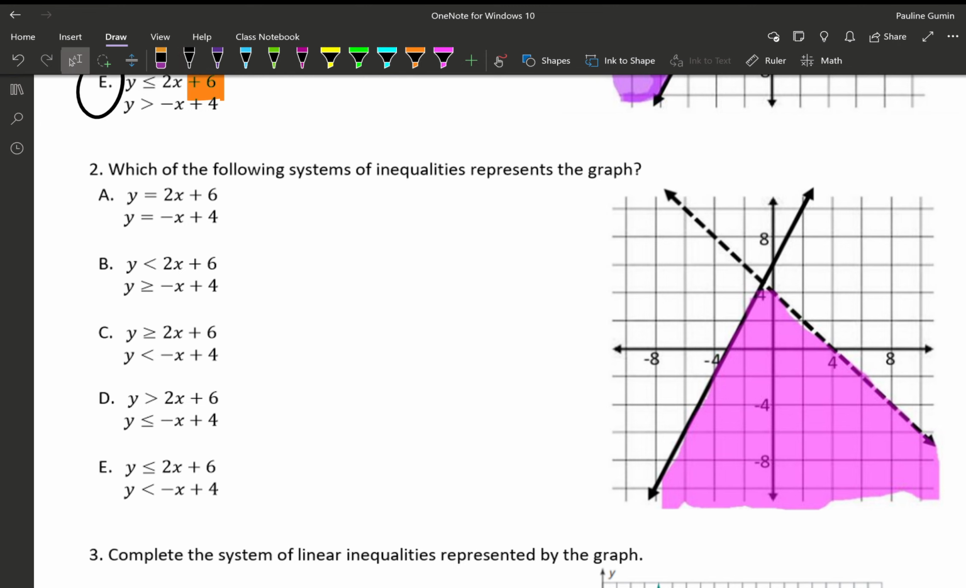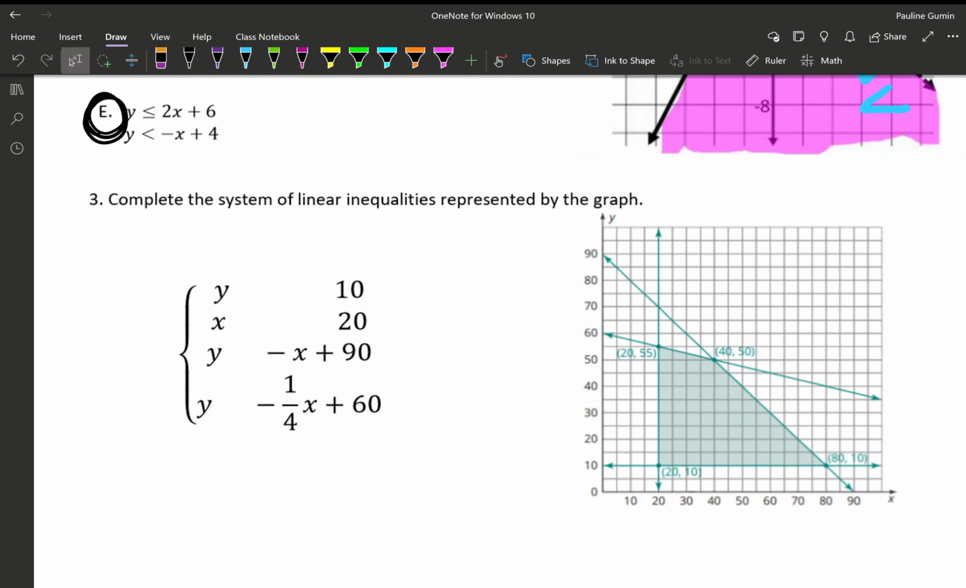Number 2. Same idea. I'm going to cross off letter A. These aren't equations. Okay, for my solid line, I'm going to put a dot around the shaded area, and I'm going to point an arrow down. This means less than or equal to. On my dashed line, I'm going to put a dot and draw an arrow down as well. That's less than. Let's see which one has it. Has both of them. Both of them are less. Let's see. B, nope. C, nope. D, nope. Awesome. Letter E.